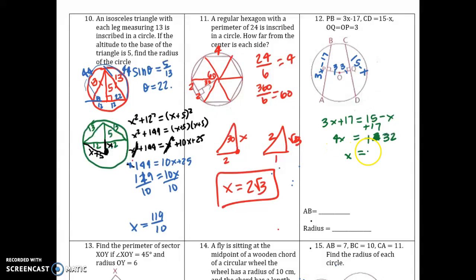So that means that x equals 8. So AB and the radius of the circle. So 3 times 8 minus 17 is 7. And then the radius of my circle. Remember, you always want to draw your radius in a convenient place. I'm going to draw it right there. If that's 7, this would be 3 and a half.